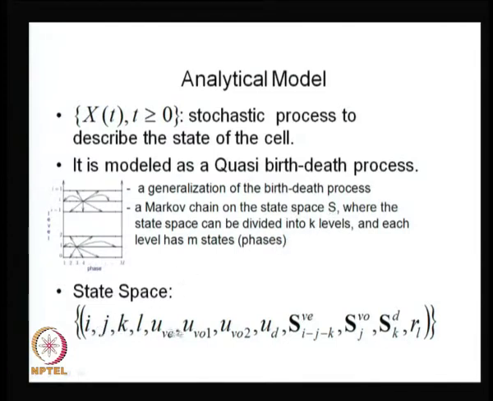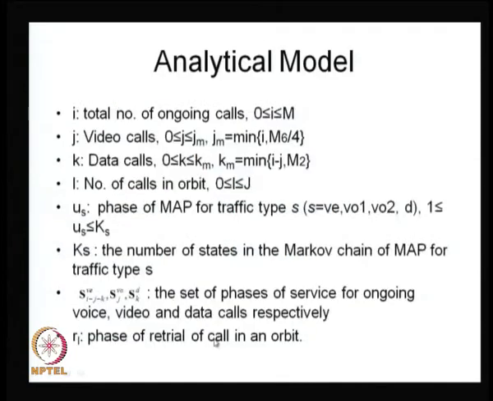Accordingly, you have a state space with this type of vector, and you can study in detail in the particular paper how to obtain the performance measures. And here I am listing the meaning of I, J, K, L, and the meaning of the other suffixes, and so on. And the last one, RL, means the phase of retrial of calls in orbit.